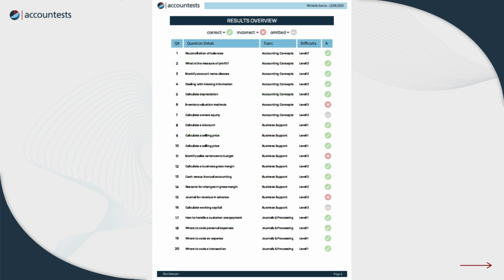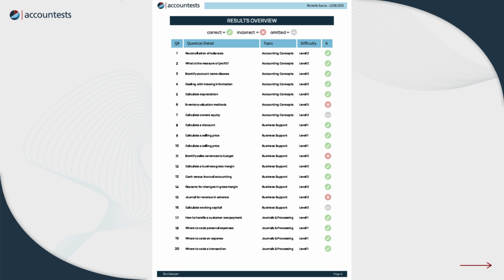And then on the next page, you can see we go through the questions one by one. What was the question about? Which category was it in? Which level? And did the candidate get it right or wrong? And you can see there the little grey circles are ones that the candidates didn't answer.